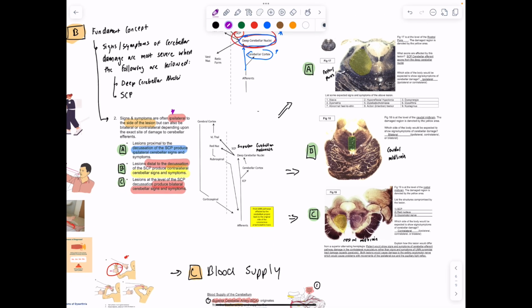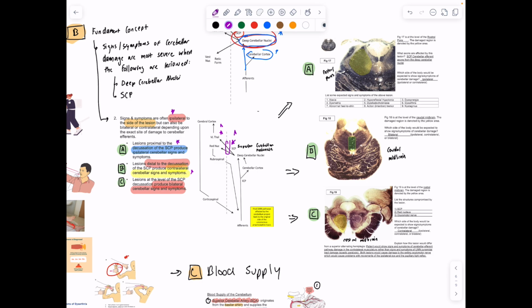Signs and symptoms are often ipsilateral to the side of the lesion, but can be bilateral depending on the exact site of damage, and lesions proximal to the decussation, the splitting bilaterally across the midline of the brainstem, produce ipsilateral symptoms. So if you're on this side, cerebellar lesions. If you're distal, so you've already split, you produce contralateral lesion symptoms. And then if you're at the level, right, if you're right here, you're going to produce bilateral symptoms.